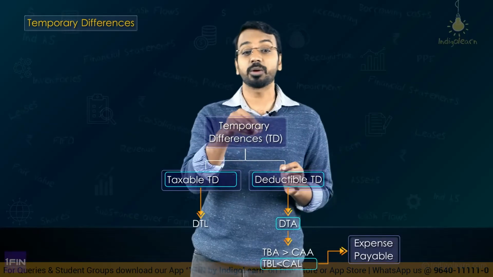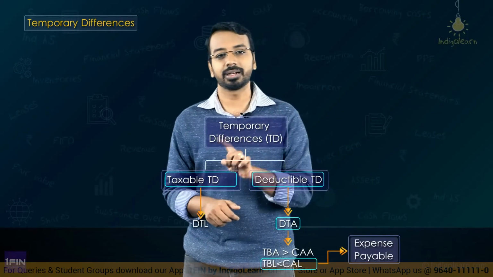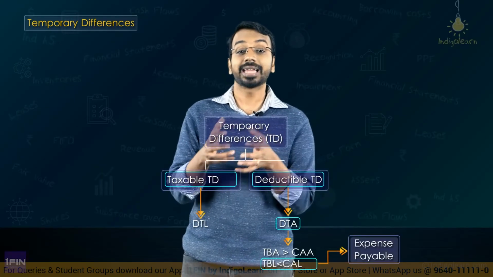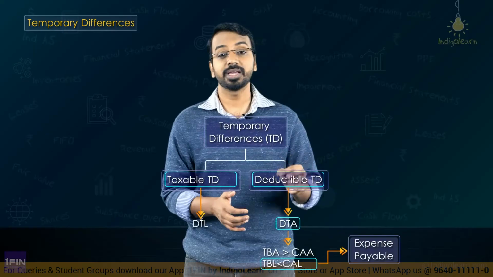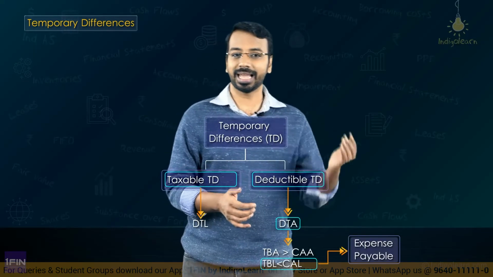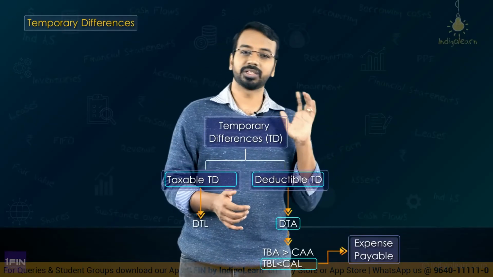Now, this expense has not been allowed in this year because it will be allowed on payment basis. So, in future, you will get a deduction of 1000. So, the tax base will be what? 1000 minus 1000, the tax base will be 0. So, if the tax base of a liability is less than the carrying amount, it is a deductible temporary difference and it will result in a deferred tax asset.